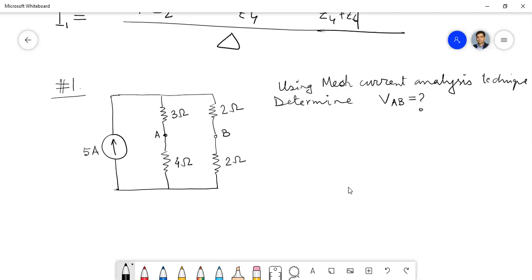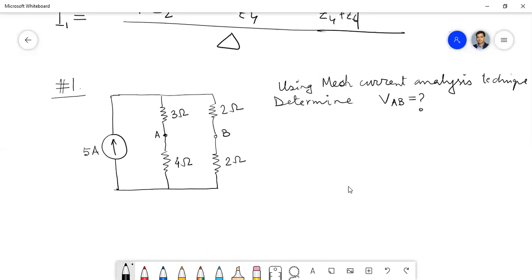The resistance and the current source are connected in parallel, so we can convert it. Correct. That means a current source must be connected in parallel with some resistance, not in series. So you first have to see whether this circuit consists of a current source in parallel with some resistances or not. Here it is there, so we can convert it.